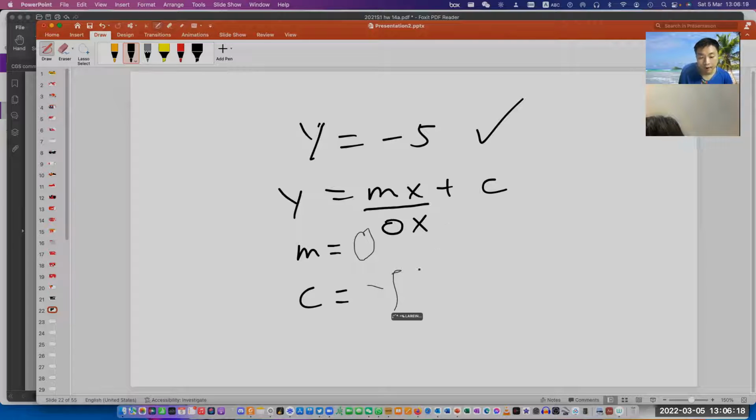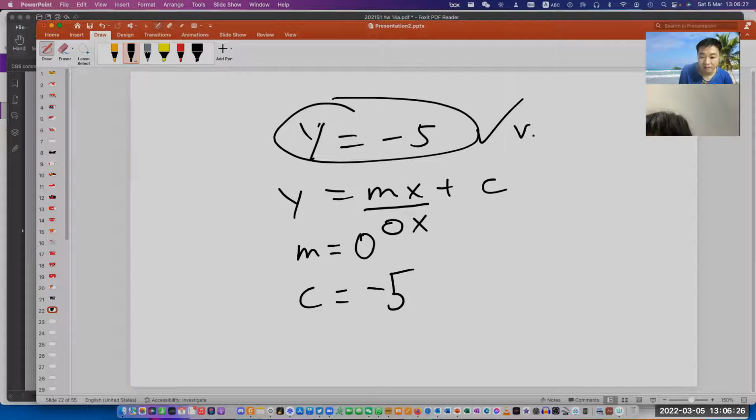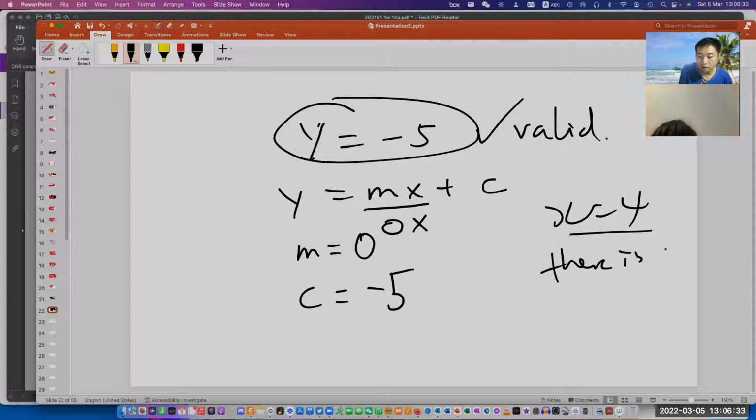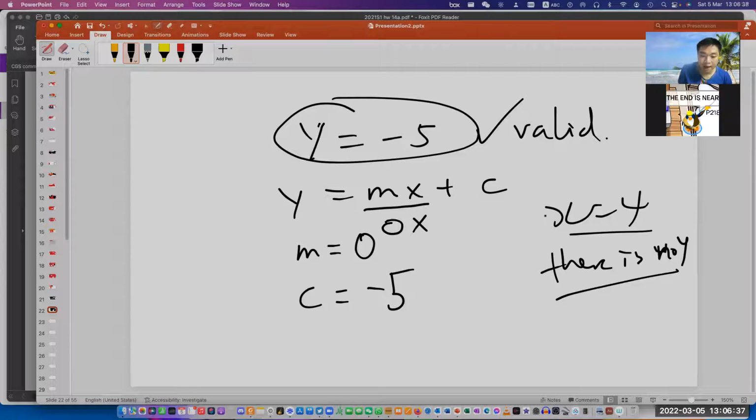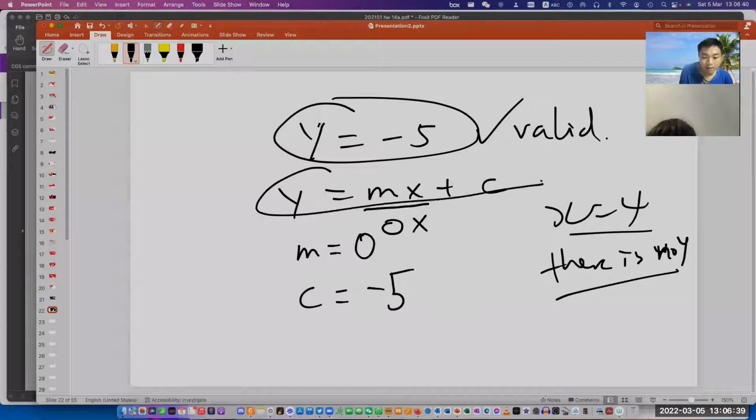So m is equal to 0 in this case, then this is equal to minus 5. So in this case, y equals minus 5 is valid. Just now, x is equal to 4 is not valid because there is no y. When there is no y, it's not valid, because every straight line must have this format.